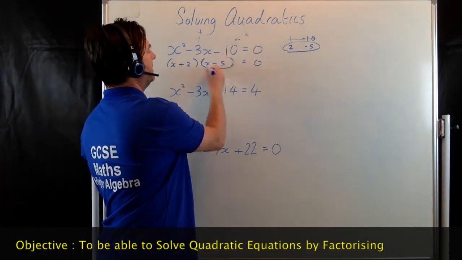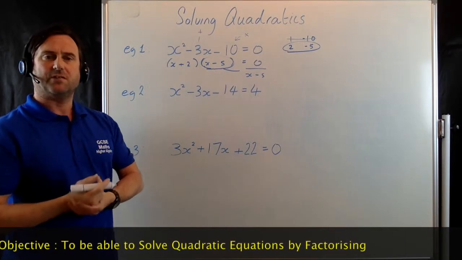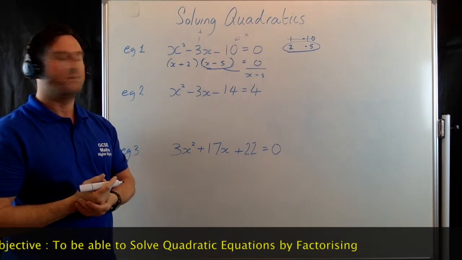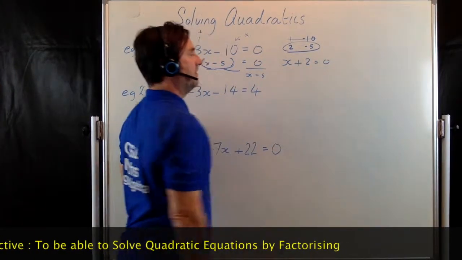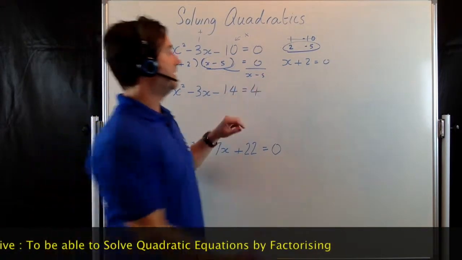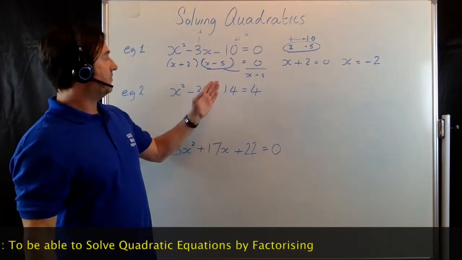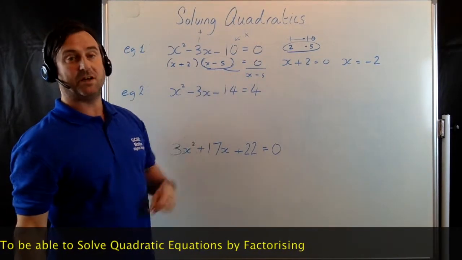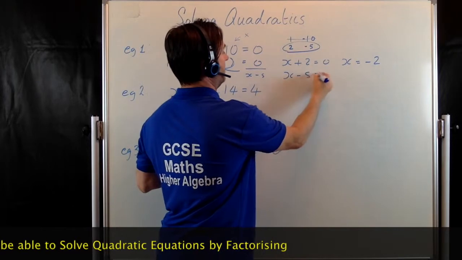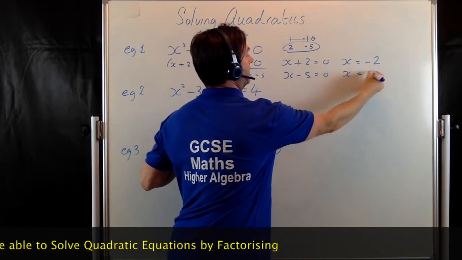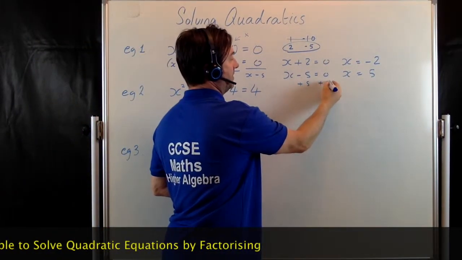So basically, I'm taking this over to here and I'm dividing by x minus 5. But 0 divided by x minus 5 gives me 0. So I'm left with x plus 2 equals 0. If I take the 2 over to the other side, I'm left with x equals negative 2. I could have moved the x plus 2 over and divided by x plus 2 to leave the x minus 5 on there. If I'd done it that way, I'd have had x minus 5 equals 0, and take the minus 5 over, I'm going to be left with x equals 5. Because I'm going to add 5 to both sides.